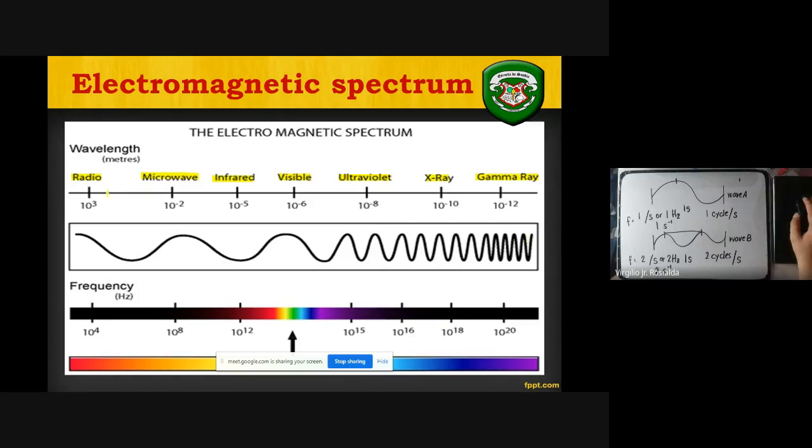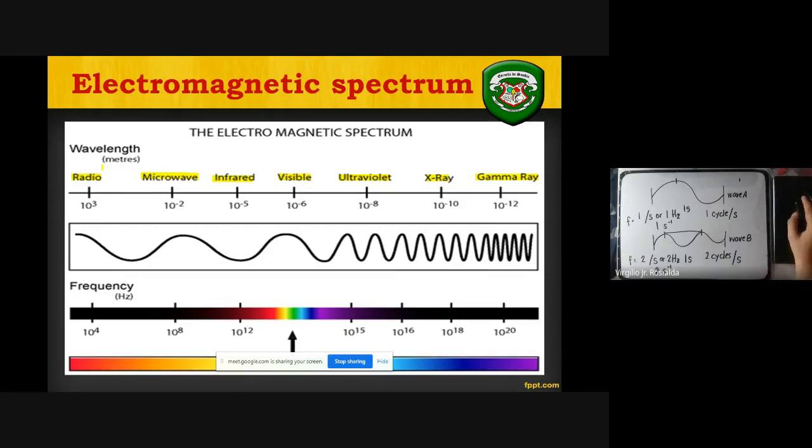So here, the arrangement, wavelength from longest to shortest. So the longest wavelength that we have is the radio wave, while the shortest wavelength that we have is the gamma ray. So si gamma ray ang siyang may pinakamaliit na wavelength, or pinaka-shortest ang wavelength, while si radio wave naman ang siyang may longest wavelength.